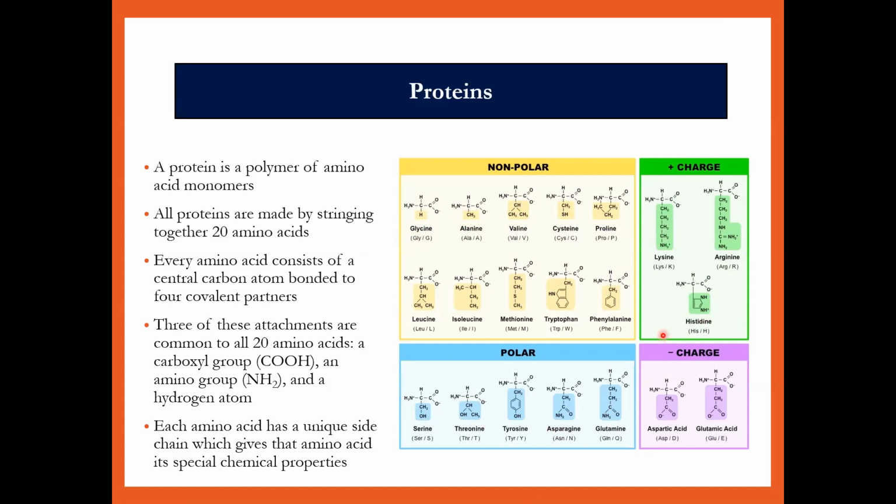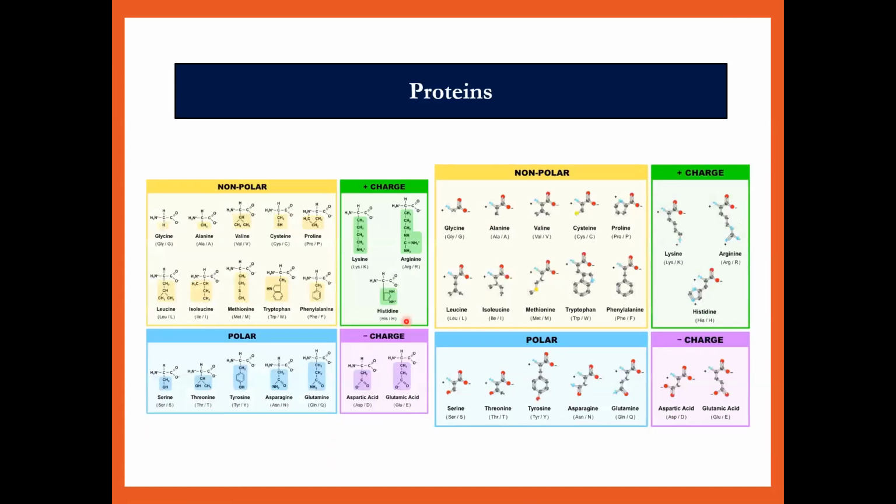So as you can imagine, there are very different combinations that could arise from pairing these differently. Each amino acid has a unique side chain, which gives that amino acid its special chemical properties. It also gives it a different structure, and if you remember, structure dictates function. And that is shown here. You can see how these side chains will give rise to very different structures. And like I said, tryptophan is very bulky, and you can see that here in its structure compared to glycine, which is not very bulky.